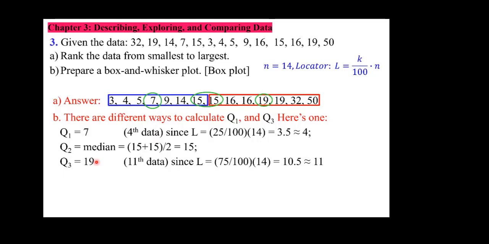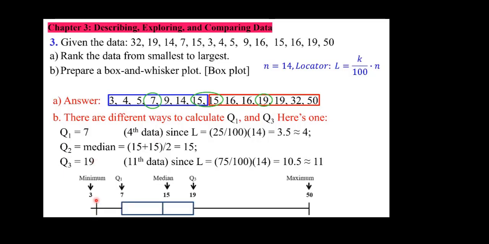Now, here's the plot. Here's the minimum value. Here's the maximum value. Here's Q sub 1, Q sub 2, Q sub 3, and you make up a box like this. This is how you come up with a box and whisker plot.